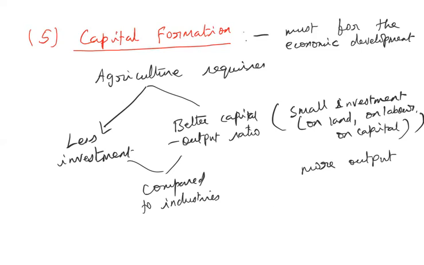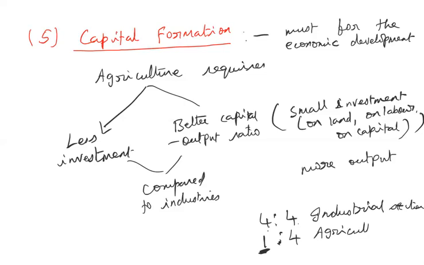For example, if it is said that it is 4:4 in the industrial sector, I'm just giving you an example. If it is 4:4 in the industrial sector, that means you have to make 4 units of investment to make 4 units of output in the industrial sector. But in order to get the same 4 units of output in the agricultural sector, it is enough you make 1 unit of investment. So 1 unit of capital will give 4 units of output in the agricultural sector. But in the industrial sector, you have to make 4 units of capital. That means we are using more and more amount of capital in the industrial sector.